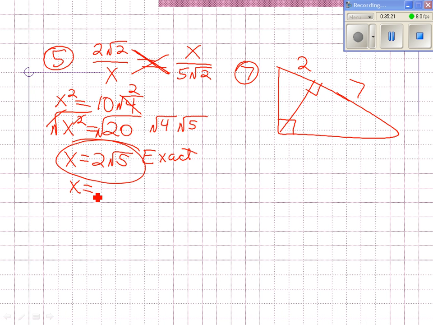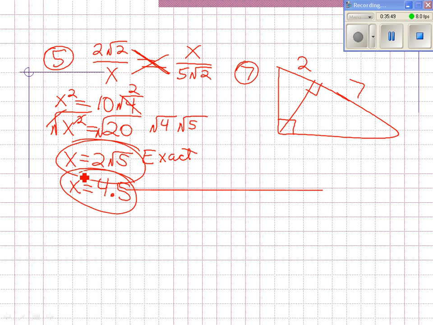So somebody help me out. What's 2 times the square root of 5 rounded off to the nearest 10th? 2 square root of 5 equals 4.5. Okay. So exact answer, rounded off answer. On these, I'm not going to throw a big fit. They want both answers. I just give one of them.